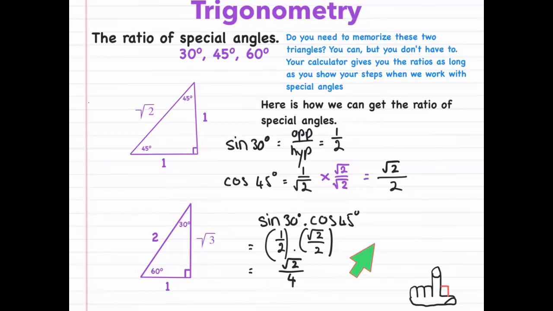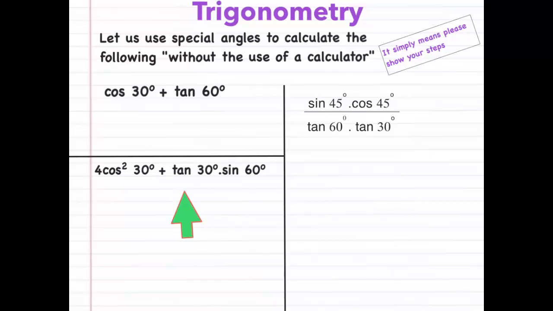Okay, so let's go and try some more examples. Now here are some examples that we can try. So let us use special angles to calculate the following "without the use of a calculator." Now I put these in inverted commas because it simply means please show your steps. It doesn't mean I cannot use my calculator. So now I showed you before, instead of memorizing the two triangles, we can just do this on our calculator, but we have to show our answers for special angles, okay? To make the person who marks our paper believe that we do know our ratios or our triangles.